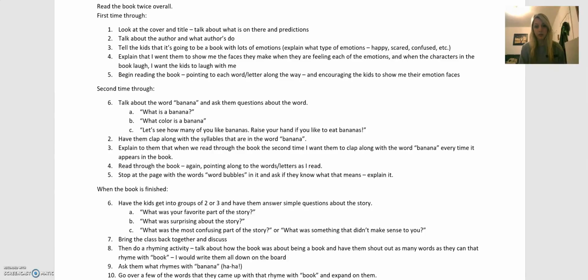cover and the title of the book. We would talk about what's on the cover, what kind of pictures it looks like, read the title, and combine those two and come up with a prediction, see what all the kids think that the book's going to be about.